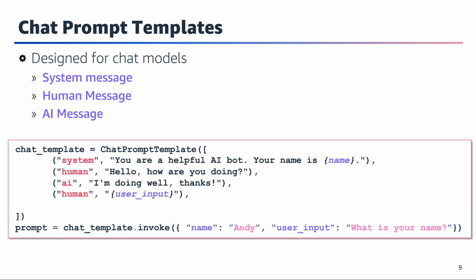When presenting this, emphasize how this structure helps maintain consistent AI behavior while allowing for dynamic interactions. The system message is particularly important as it sets the foundation for how the AI will behave throughout the conversation.